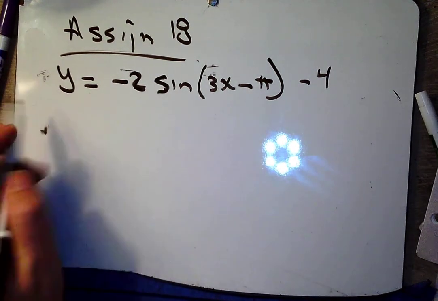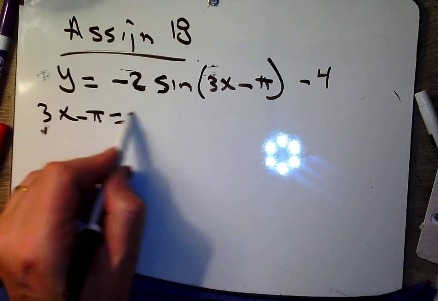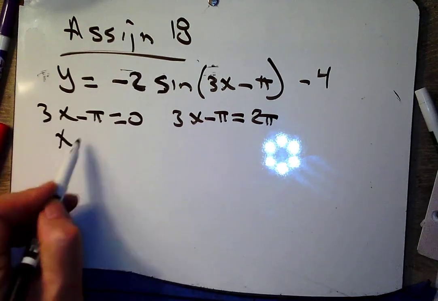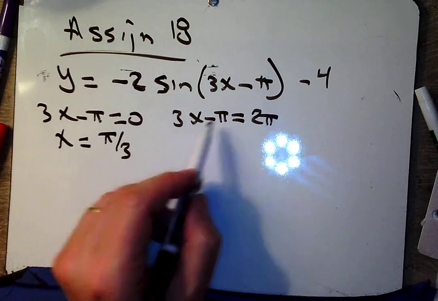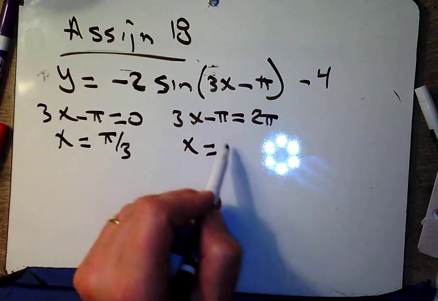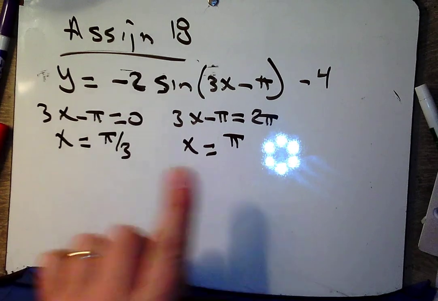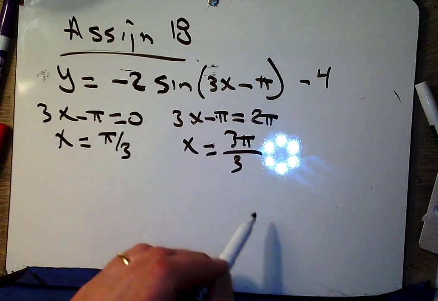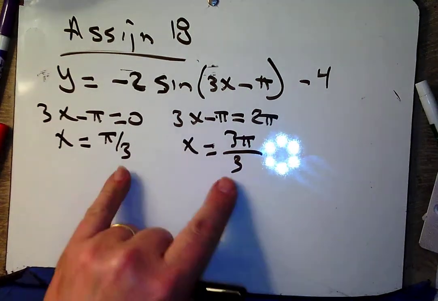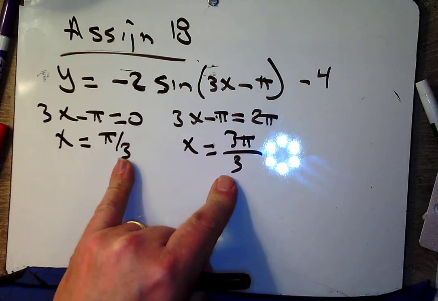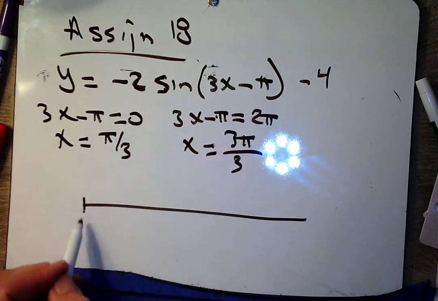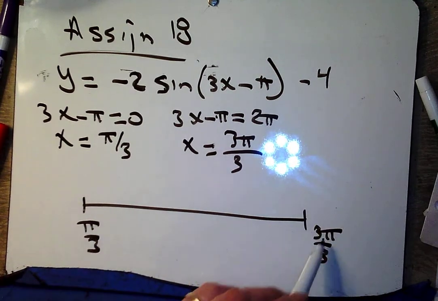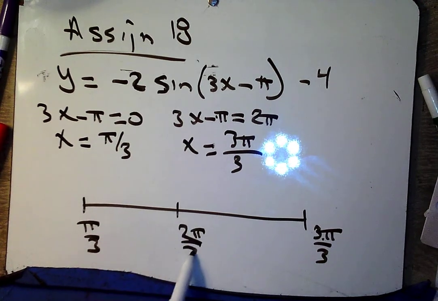So, we start with setting the argument 3x minus pi equal to 0 and 3x minus pi equal to 2 pi. So we get x equals pi over 3, and then this is going to be 3 pi divided by 3. Now, I don't have a common denominator. I added pi. I divided by 3. The impulse was to cancel. Your life is going to be much easier if you leave these with common denominators. Okay? So we're starting with pi over 3. We're ending with 3 pi over 3. Halfway between 1 and 3 is 2 pi over 3.